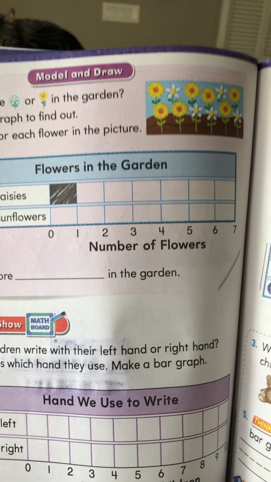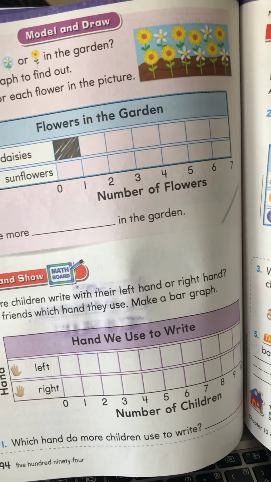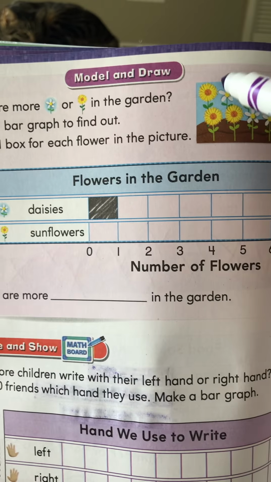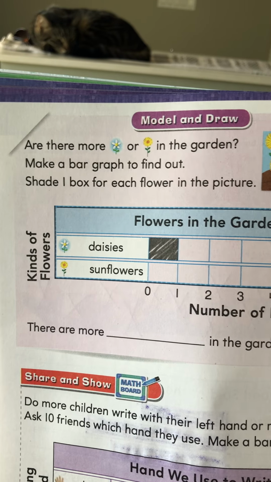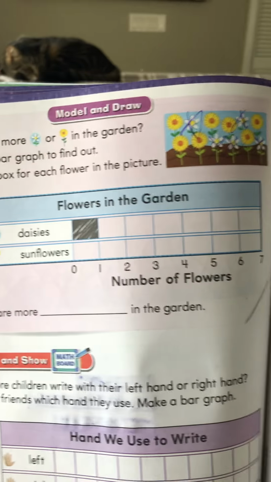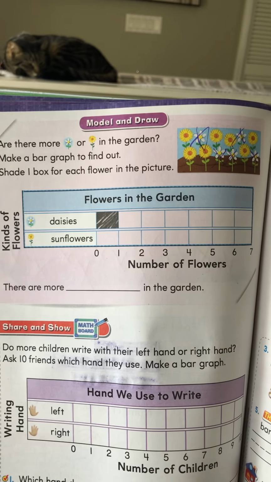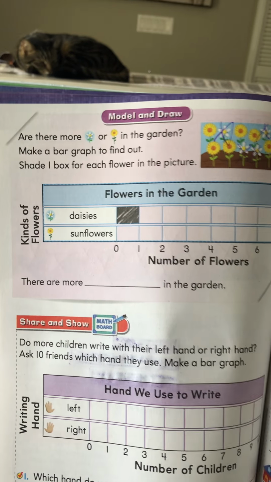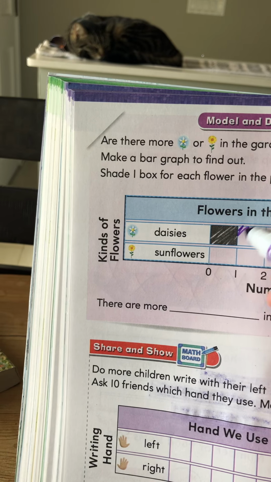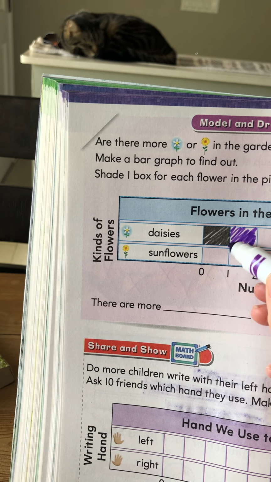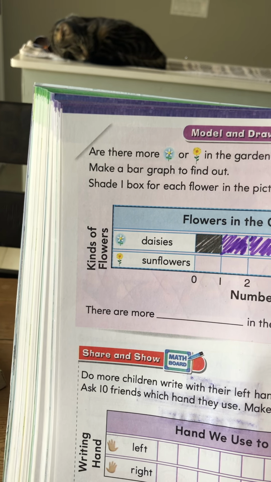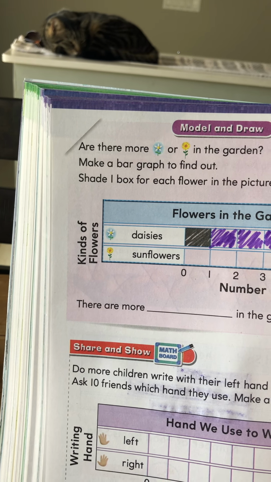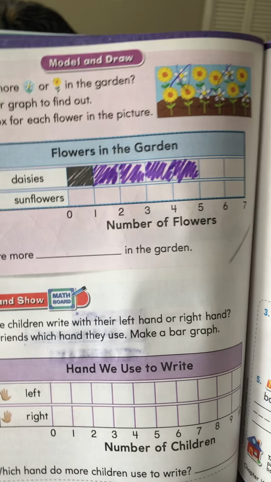So let's look at our picture. Let's count our daisies first. 1, 2, 3, 4, 5. Okay, so I'm gonna color in 5 boxes for daisies. They already did 1 for us. Okay, 1, so I'm gonna color in 4 more. 2, 3, 4, okay, so that bar goes to 5.